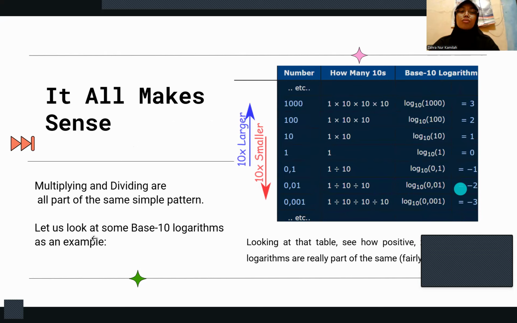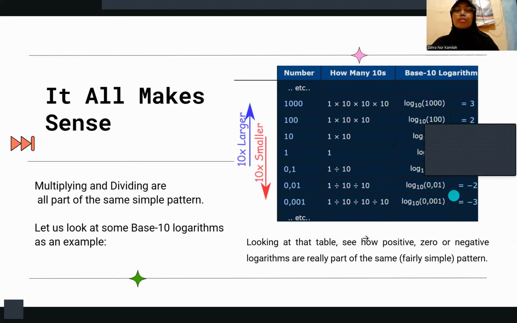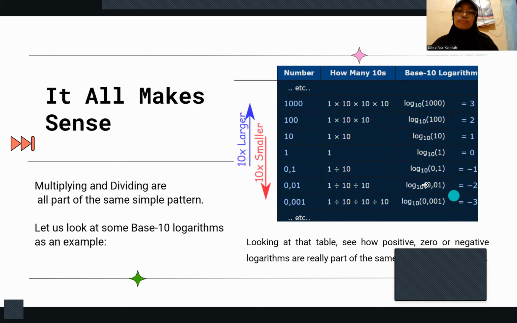Let us look at some base 10 logarithms as an example, like looking at the tables, to see how positive, zero or negative logarithms are really part of the same simple pattern.